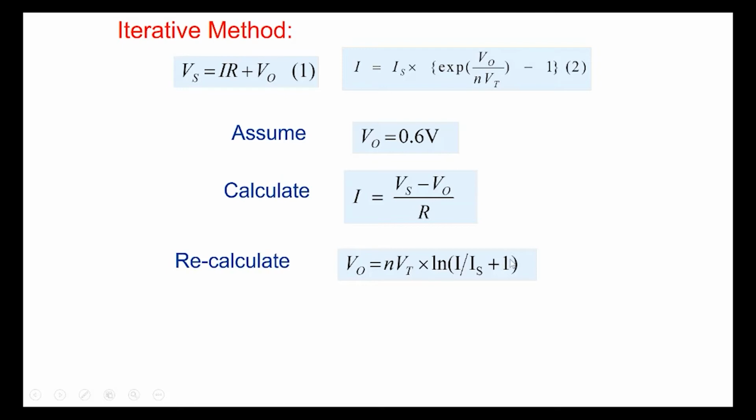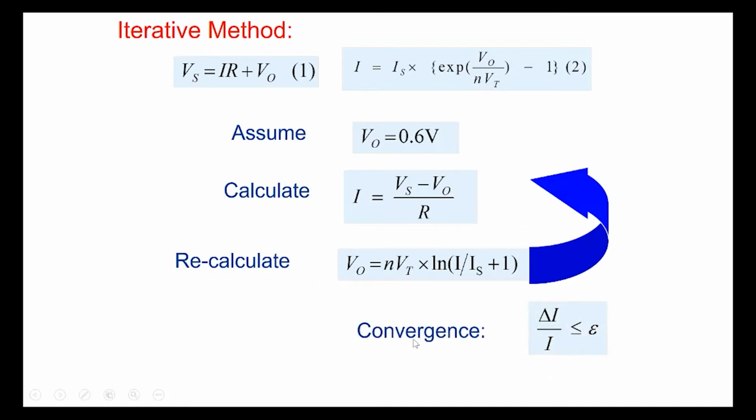And so then what we do is we iterate. This is the first iteration. Then we go back and substitute the new value of V0 and calculate the current. And then we find out the new value of V0. And we do that a couple of times till we obtain convergence. Convergence meaning percentage change in current, delta I by I, is less than some acceptable value here.